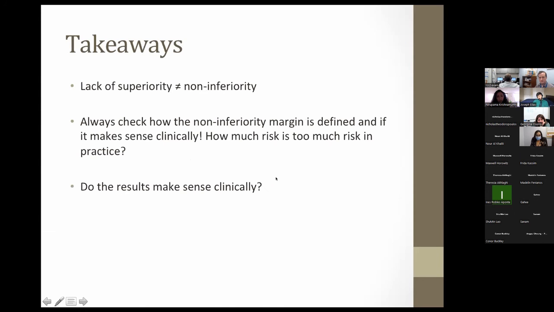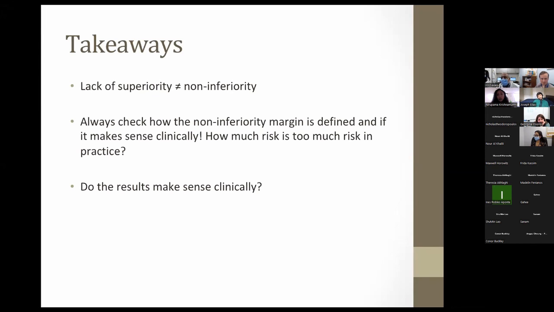Okay. So the main takeaways from this would be, one, a lack of superiority is not the same as non-inferiority. I hope I have driven home that point, but yes, lack of superiority does not show non-inferiority. Always check how the non-inferiority margin is defined and if it makes sense clinically. How much risk is too much risk in real practice?